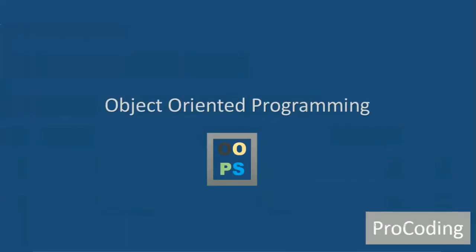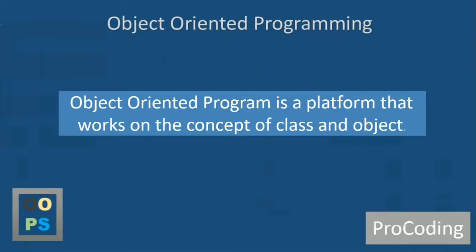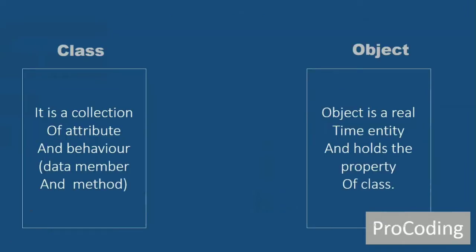Well, Object-Oriented Programming Language is a platform that works on the concept of class and object. So, a class is a collection of attributes and behaviors. That means data member and method. And on the other hand, object is a real world entity.